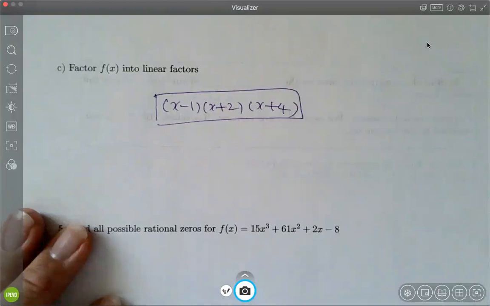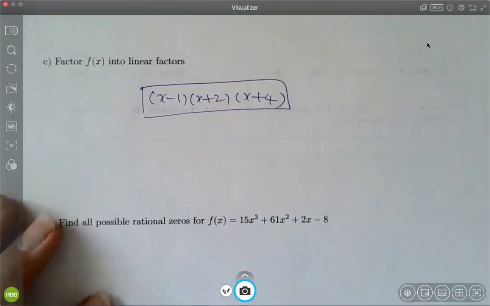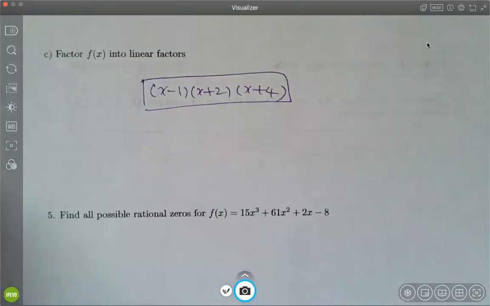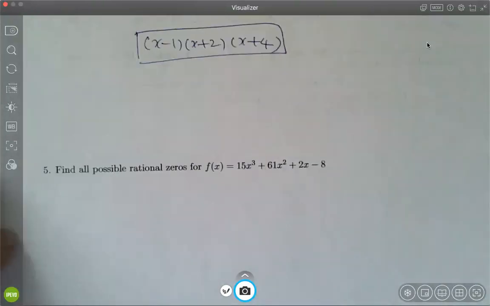So you can see that the process of getting our answer to one problem may contain the answer to another problem. Okay, so everything is kind of interwoven, really closely related. Okay, so that's part C. And now number 5.